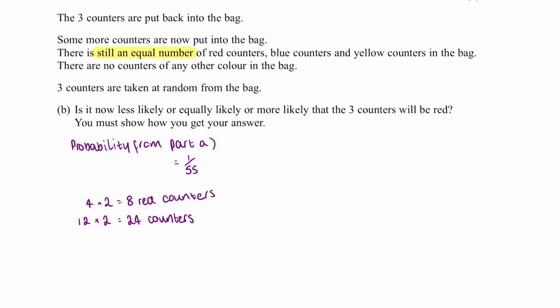So now what we need to do is work out our probability. So if there are 8 red counters in total out of 24 counters, then as before we're going to want to assume that we took out a red counter, so therefore minus 1 off both the numerator and the denominator. So we're going to want to multiply 8 over 24 by 7 over 23. And we've taken 3 counters out of the bag. So again we're going to want to assume that we've taken 2 red counters out of the bag and multiply this by 6 over 22. And this gives us an answer of 7 over 253.